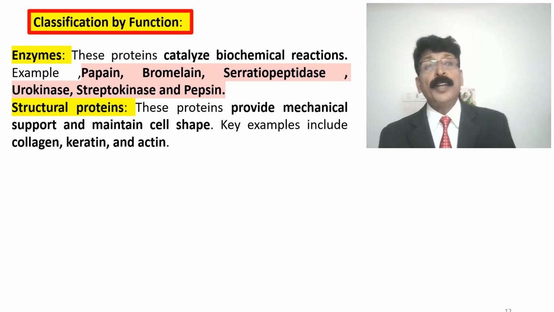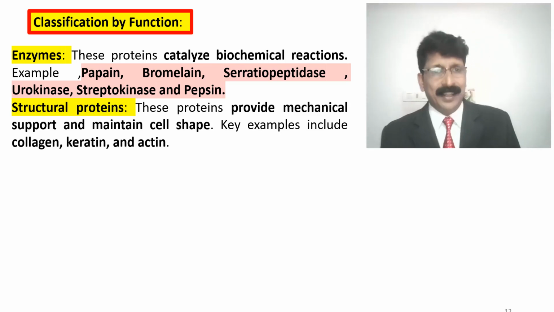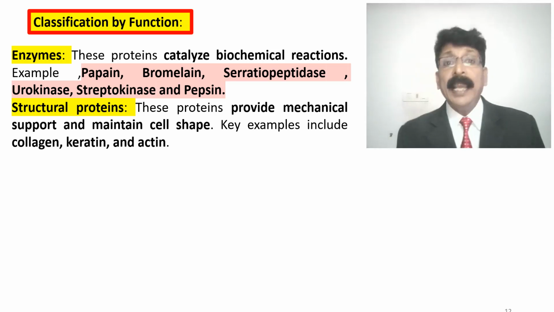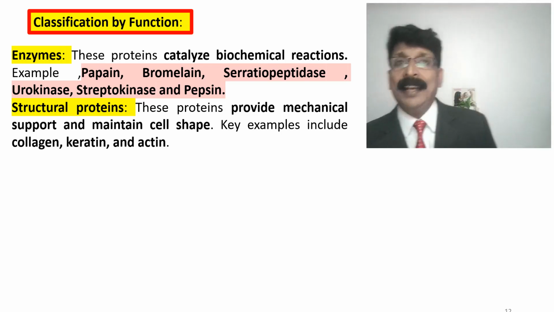Structural proteins: these proteins provide mechanical support and maintain cell shape. Key examples include collagen, keratin, and actin.